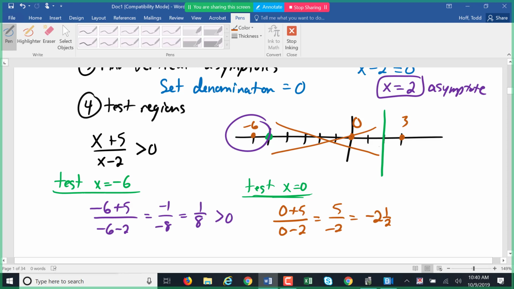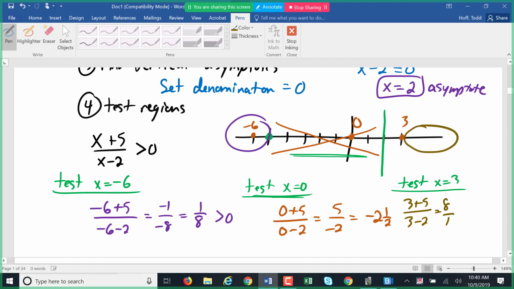Let's test 3. Now, since this is an asymptote, not a root, there is no predicting. Just because it's not true here doesn't mean it doesn't tell us anything about what's going to happen over there. So let's test x equals 3. That's going to give us 3 plus 5 over 3 minus 2. That's 8 over 1, which is 8. That is greater than 0. So we are true over there.